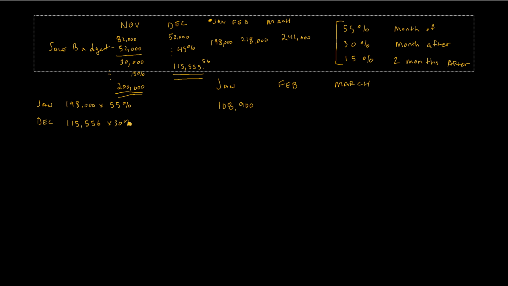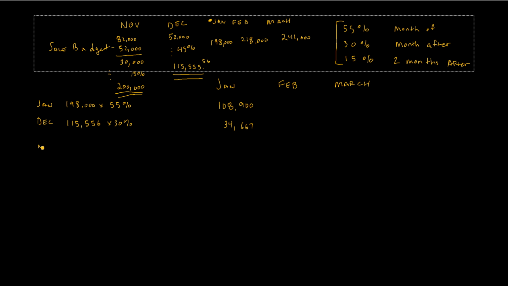So if I take my 115,556 and multiply it by 0.3, I get 34,667. I'm rounding up. I know it's 34,668 or $66.80. I'm just dropping off the 80, okay?